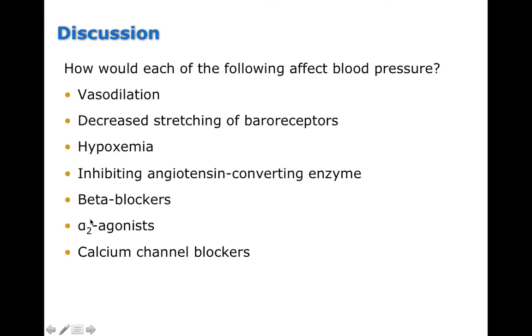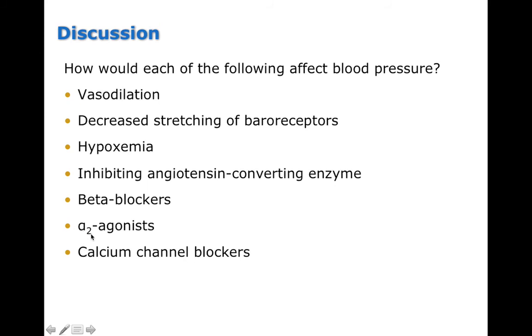We know that angiotensin-converting enzyme, or ACE, activates angiotensin II. So if you prevented the formation of angiotensin II, that would prevent your blood pressure from getting any higher. We know that beta blockers, like beta-1 receptors, are on the heart, and beta-1 receptors increase heart rate. So if you block these receptors, then your heart rate would be slower, so your cardiac output would be lowered, your blood pressure would be lower.